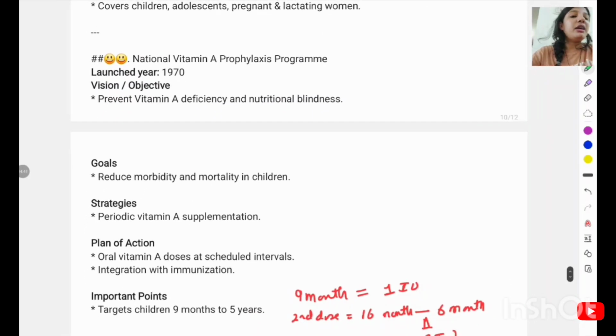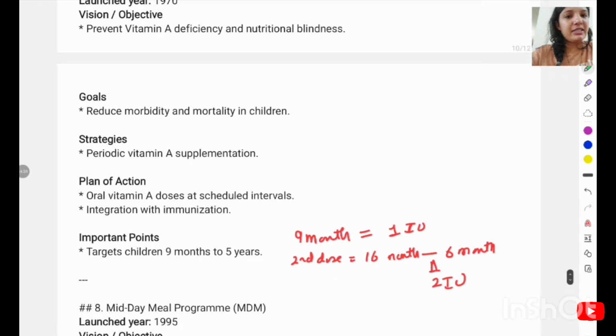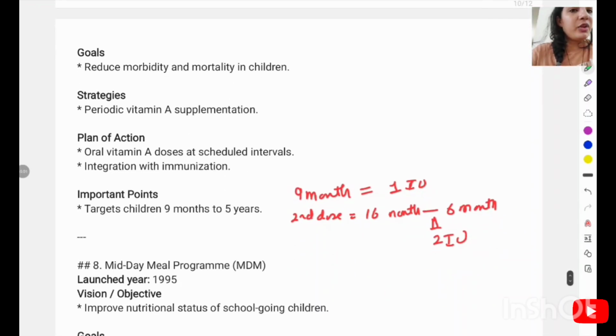Next program coming under the heading is the National Vitamin A Prophylaxis Program. Again, blindness is one of the important prevalent diseases, and the launching year is 1970. Vision is to prevent vitamin A deficiency and nutritional blindness. Our goal is to reduce the morbidity and mortality in children. Strategy is that periodic vitamin A supplementation is given.